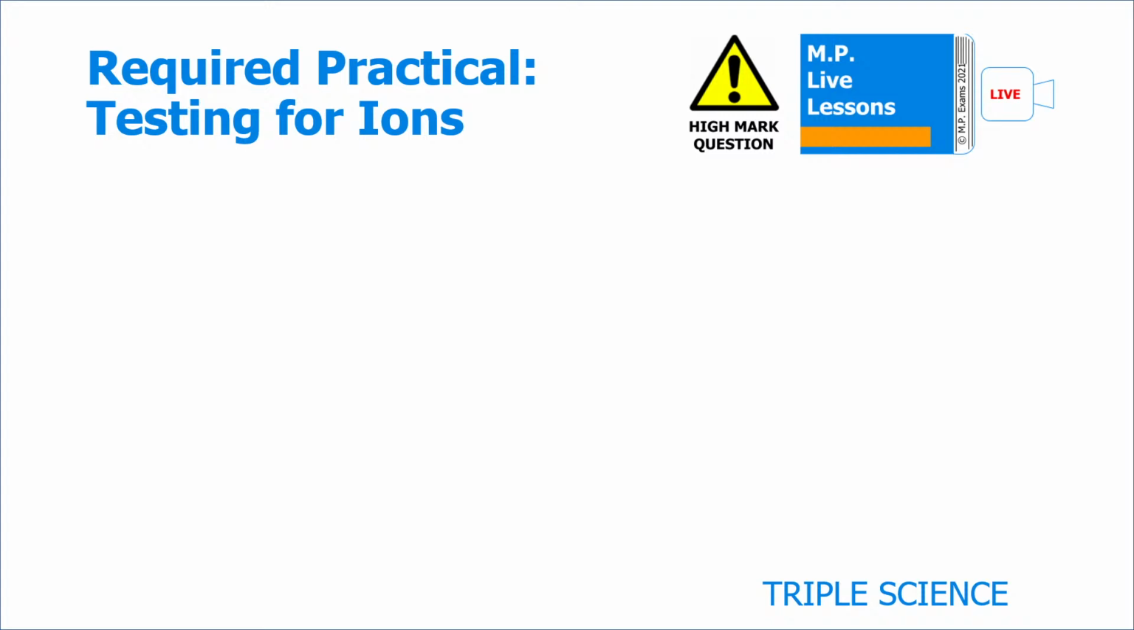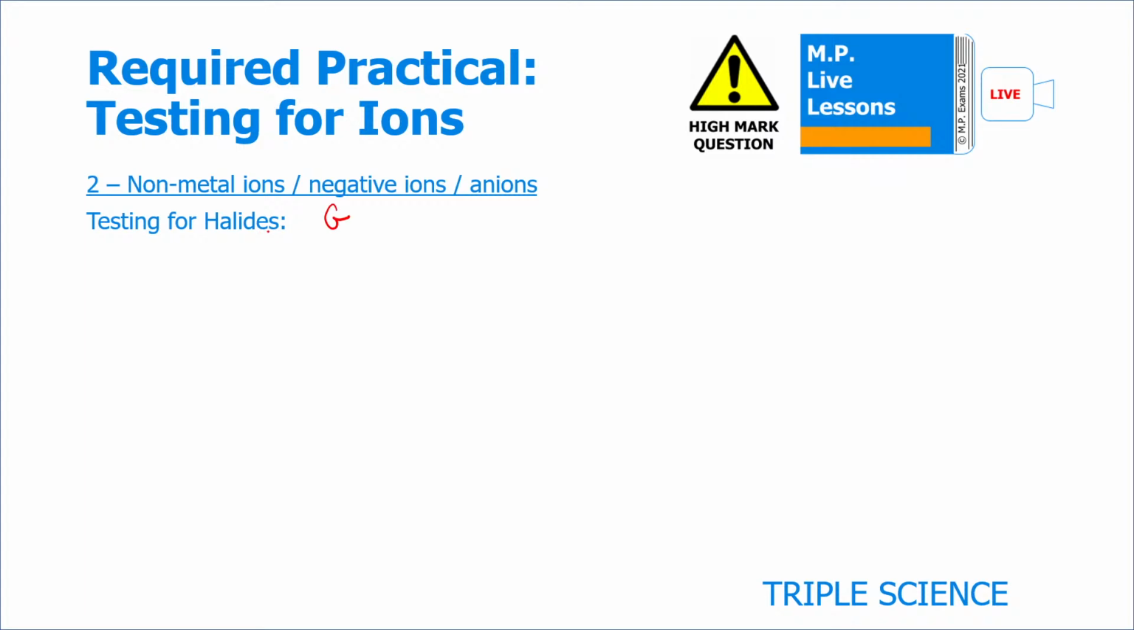Now, the other ions you need to test for are negative or non-metal ions, or anions. Now, you need to know quite a few different tests here. So to test for halides, these are group 7 ions such as chlorine, bromine, and iodine. Those are the three you actually need to know.